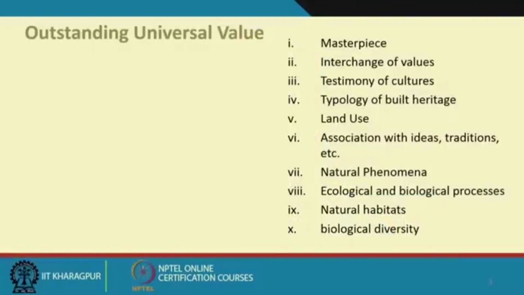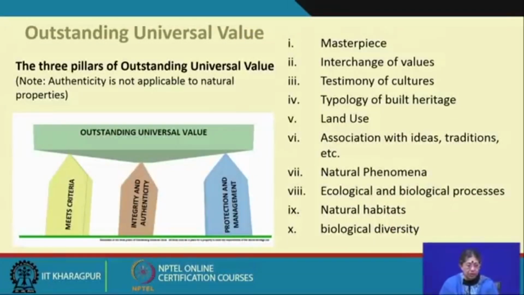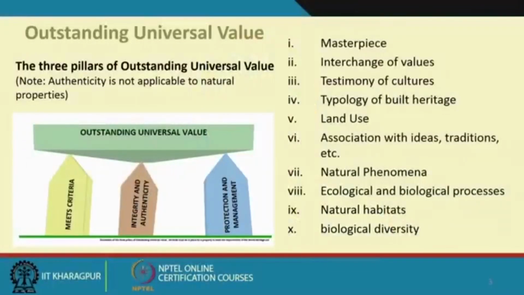Now, we also must remember that while discussing the outstanding universal value, there are 3 pillars of that. One is that it meets the criteria, the second is the integrity and authenticity, and the third is the protection and the management. We have already discussed the criteria. Today we will talk about the integrity and authenticity part, and then we will discuss the management in our next lecture.